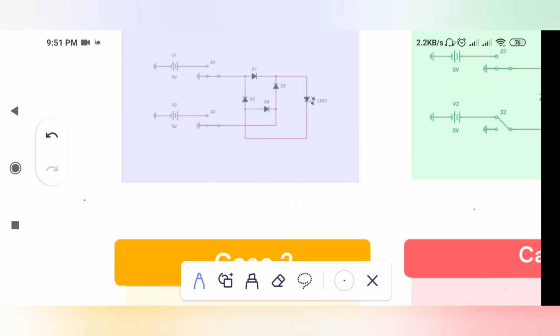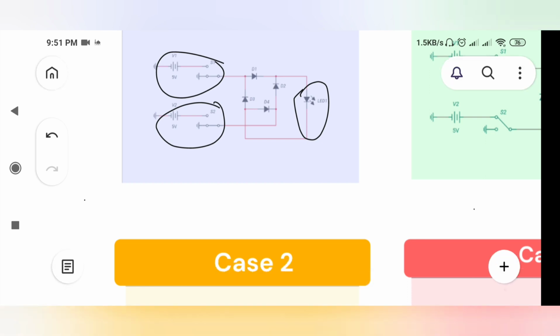Both switches are connected to voltage V1. Both switches are connected to the ground. So there is no current and hence the LED remains turned off. Now come to the second case.